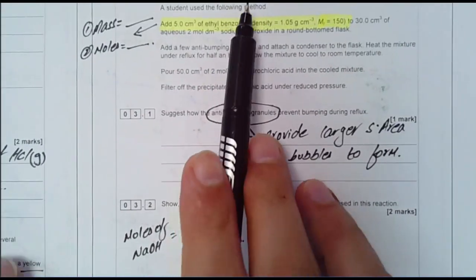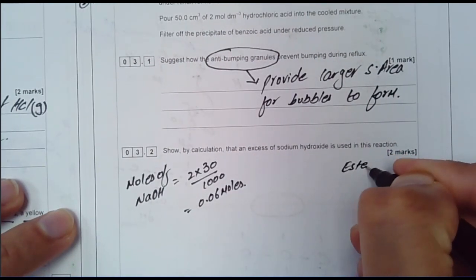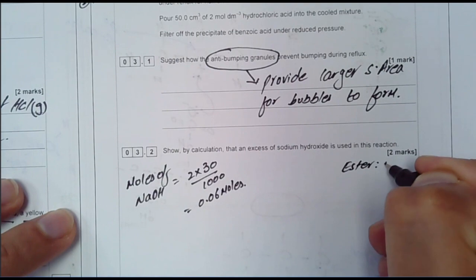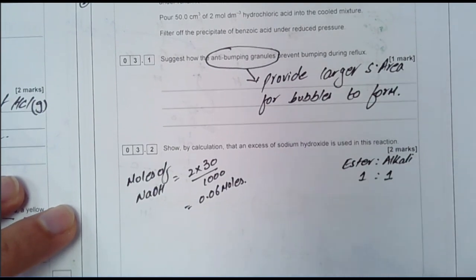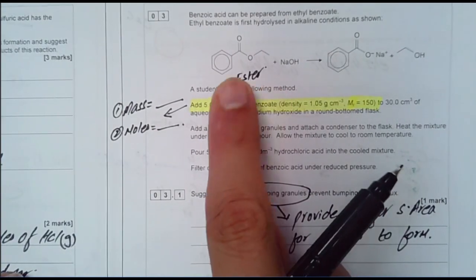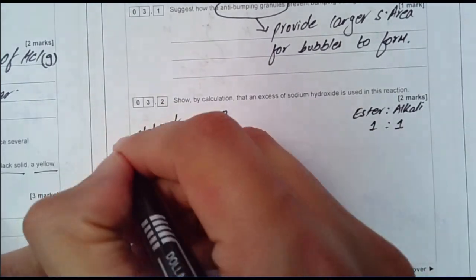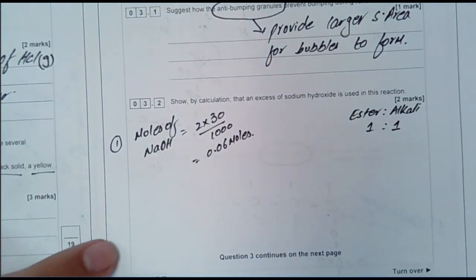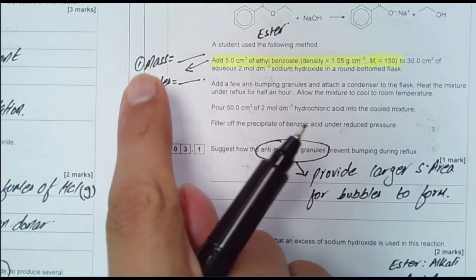Now my equation says that the ester to alkali ratio is 1 to 1. That's what my equation says. 1 mole of ester will react with 1 mole of NaOH to produce the desired products. So let's see how many moles of ester we have. For that, step 2 will be to find the moles of ester, and I told you how you can work them out.